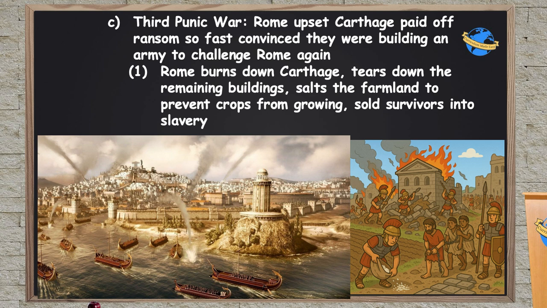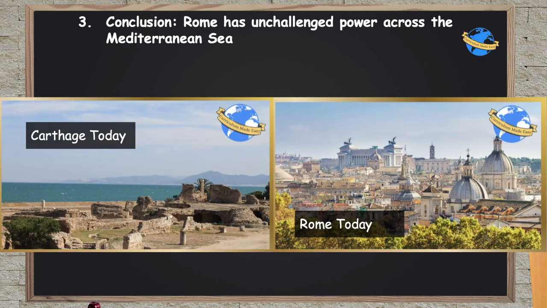So Rome mounted an army, sailed across the Mediterranean, and destroyed the city of Carthage. They tore down any remaining buildings, the walls, they poured salt into the farmland so that no crops could ever grow there again, and they sold any survivors, women and children, into slavery, men, most of which were slaughtered. You can see today, this is what's left of the city of Carthage, whereas this is what the city of Rome looks like today. You can really see who won this war. So Rome is now the unchallenged power across the Mediterranean Sea.